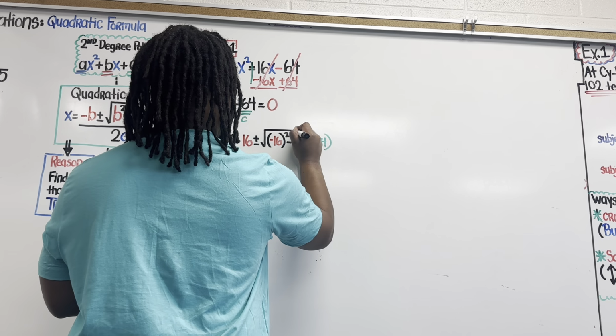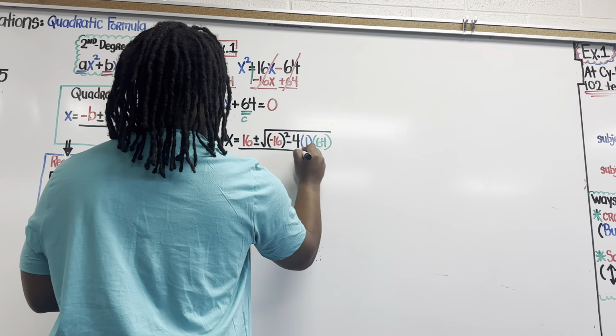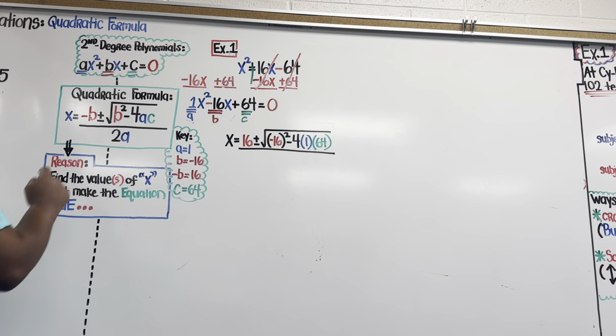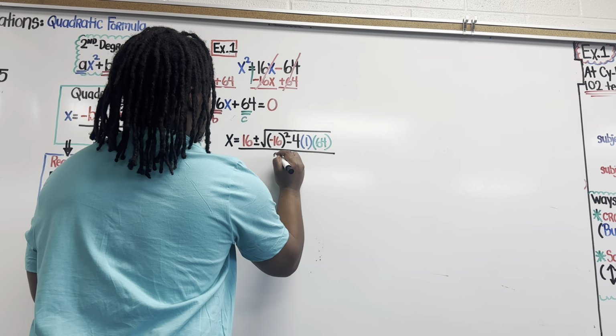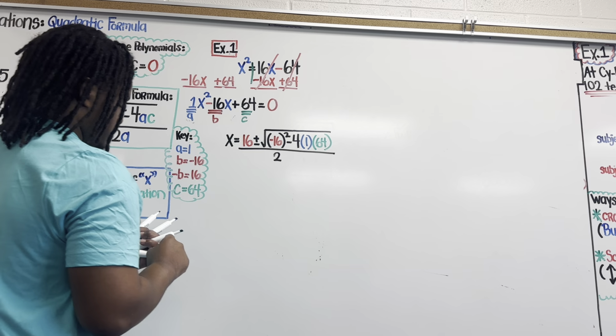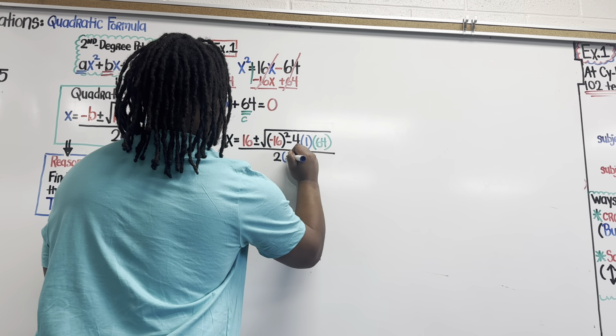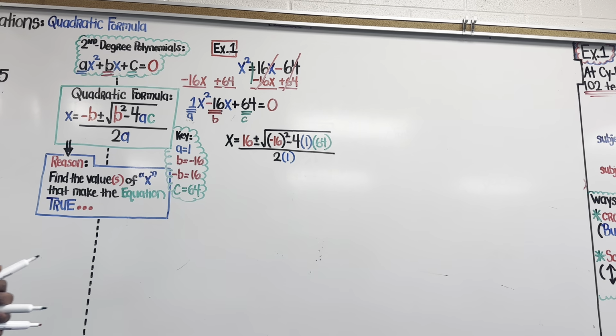Okay? All over 2A, right? 2 times A, which is 2 times 1. 2 times 1, 2A, 2 times 1. All right, guys, so we have successfully plugged in our values.